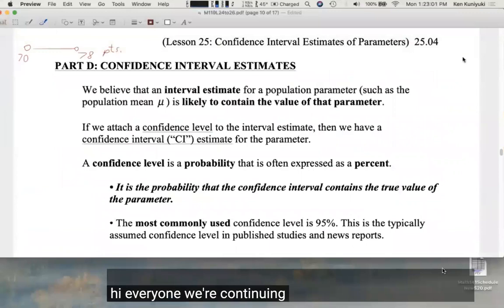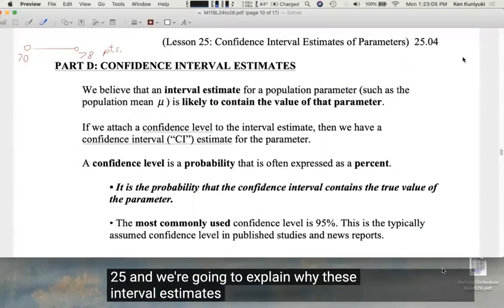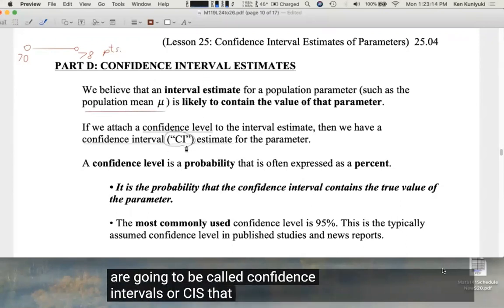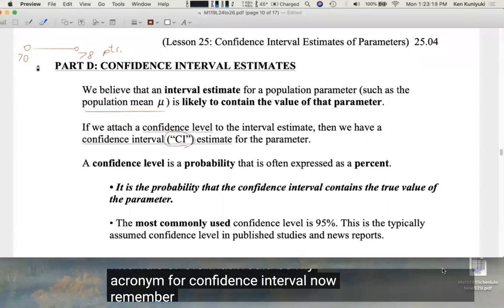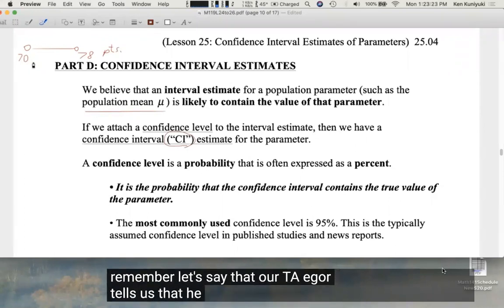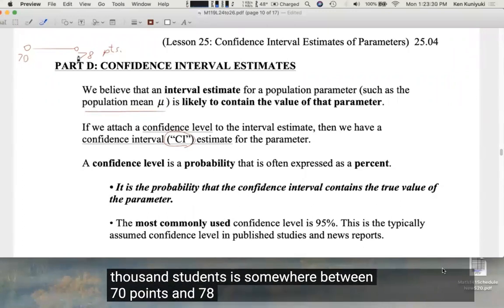Hi everyone, we're continuing with lesson 25, and we're going to explain why these interval estimates for population parameters, such as a population mean mu, are going to be called confidence intervals, or CIs. That would be my acronym for confidence interval. Now remember, let's say that our TA, Igor, tells us that he believes that the population mean test score for the 1,000 students is somewhere between 70 points and 78 points. That's an interval estimate.